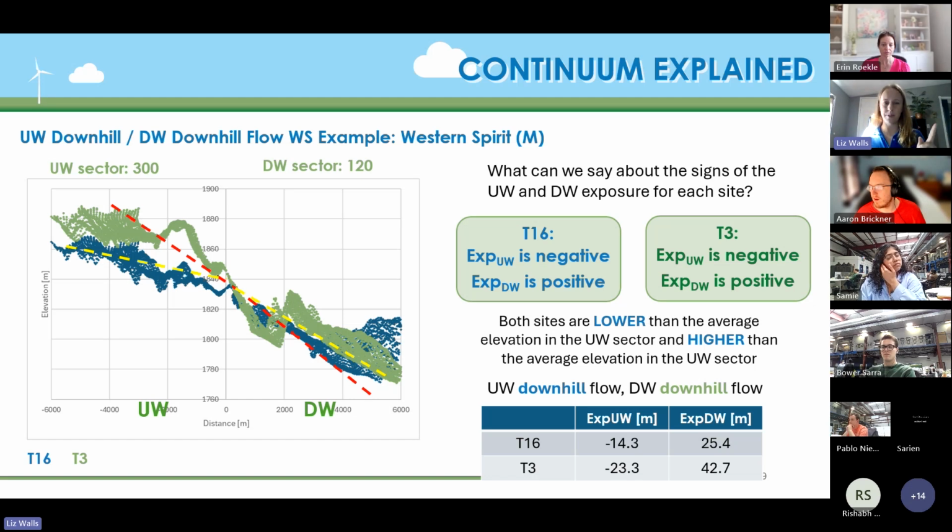And then also the upwind exposure at T3 is more negative. So that means that it is steeper, that the terrain is higher in the upwind direction, which is also very conducive for a good wind flow. So we know those are the values for exposure.